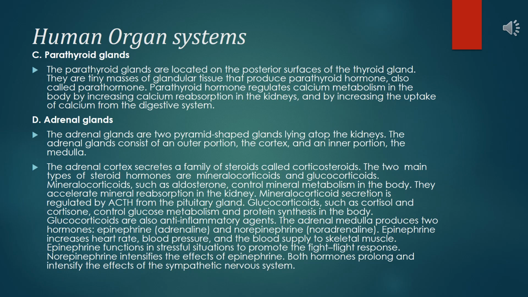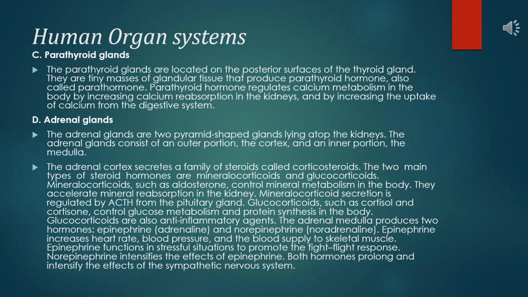Mineralocorticoids, such as aldosterone, control mineral metabolism in the body. They accelerate mineral reabsorption in the kidney. Mineralocorticoid secretion is regulated by ACTH from the pituitary gland. Glucocorticoids, such as cortisol and cortisone, control glucose metabolism and protein synthesis in the body. Glucocorticoids are also anti-inflammatory agents.